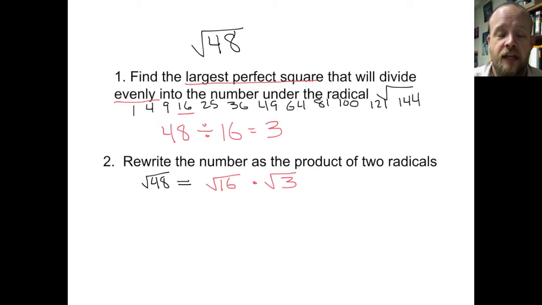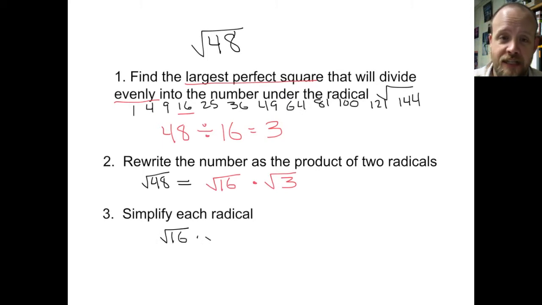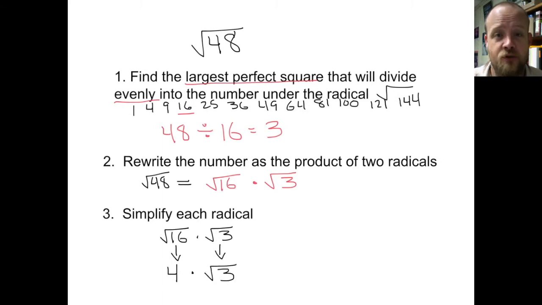Now, finally, we've got to simplify. We've got to make it as easy as possible. The square root of 16 times the square root of 3 can be simplified like this. You know that the square root of 16 is 4, but the square root of 3 is a weird decimal, and we don't like decimals. We're going to leave it as a radical. We'd much rather see a radical than a weird, never-ending decimal. So the square root of 48 is equal to 4 times the square root of 3.